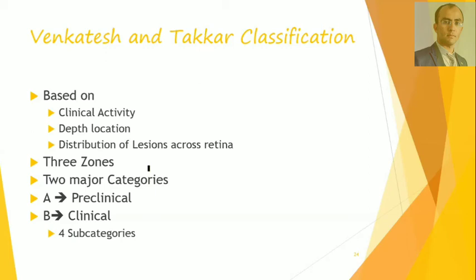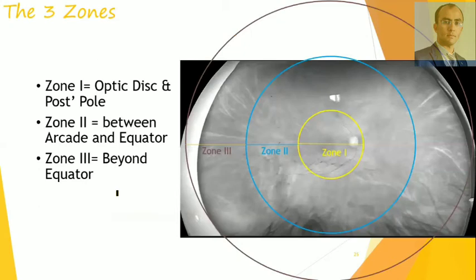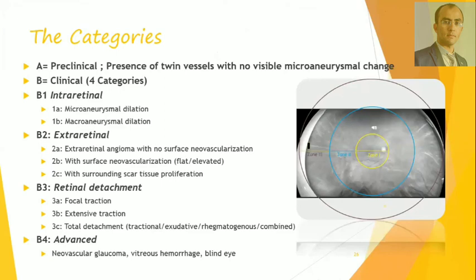Zone 1 in their system is the posterior pole and optic disc, while the region between zone 1, which is your vascular arcade, to the equator is zone 2. Beyond the equator is your zone 3.